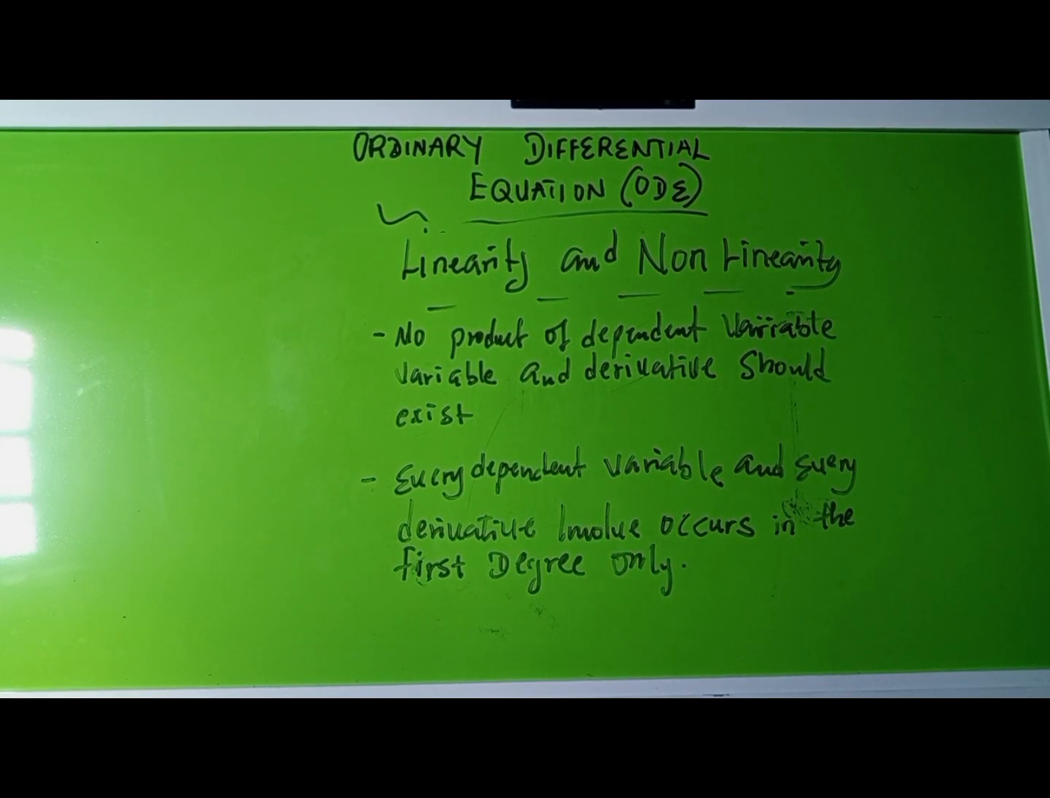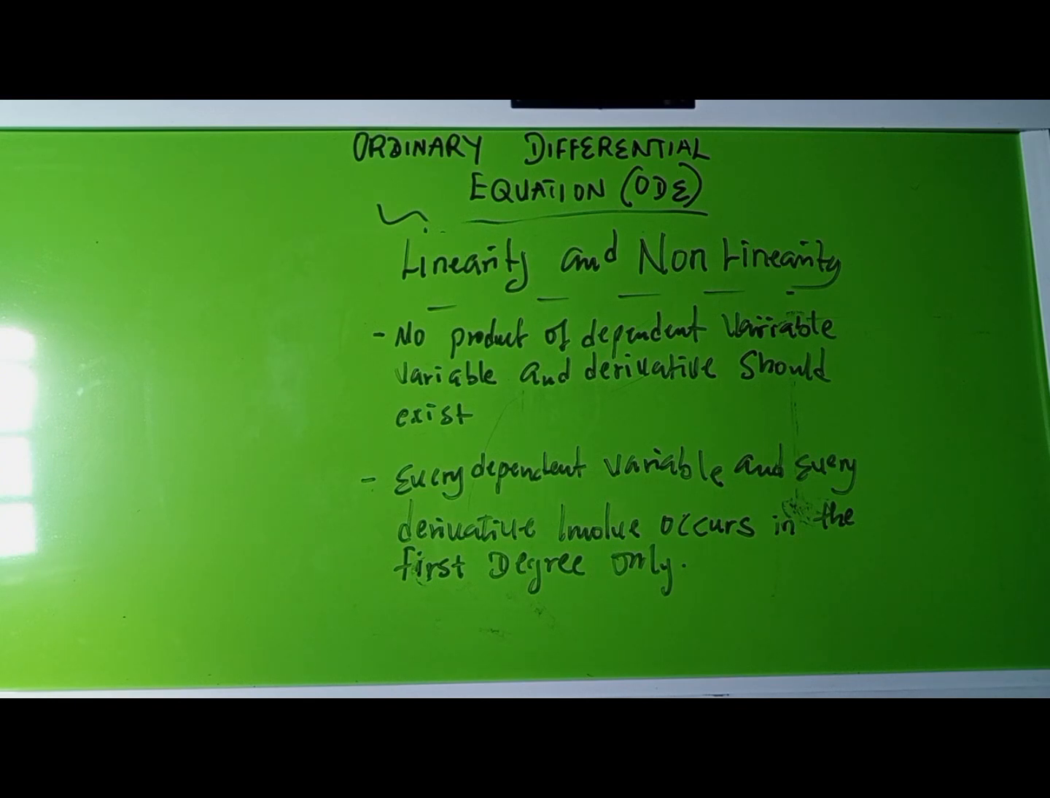Now, the first condition is what? No product of dependent variable and derivative should exist. Now, what is the second condition? Every dependent variable and every derivative involved occurs in the first degree only.